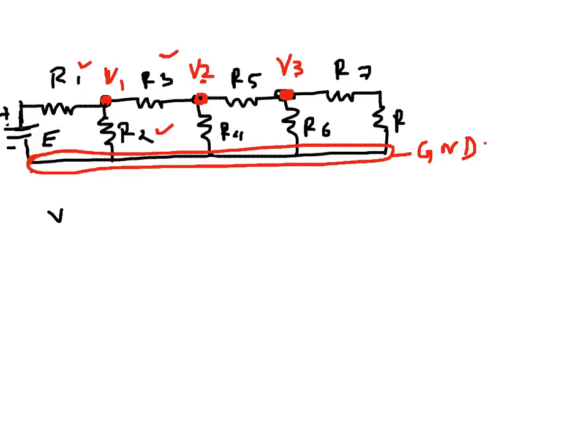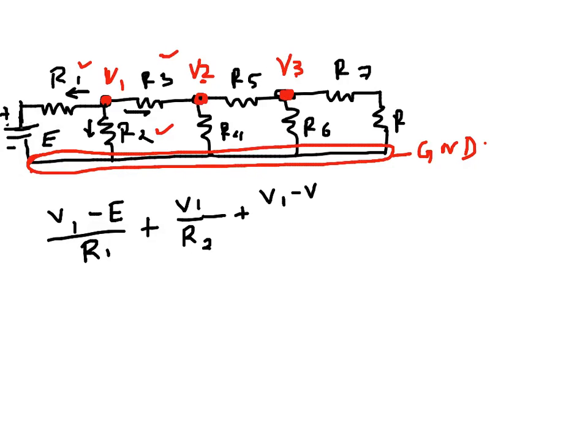V1 minus E, because this is a voltage, over R1 is the current through the R1 branch that's going away from V1. Similarly, plus V1 over R2 is the current. Since this is 0, it's actually V1 minus 0, because ground voltage is 0, so we can just write V1 because 0 doesn't matter. So that's the current through R2. And then this current, which should be V1 minus V2 over R3. See, all outgoing currents, the sum is 0. So the sum of all currents is 0. We are assuming all the currents are outgoing for each of the nodes.